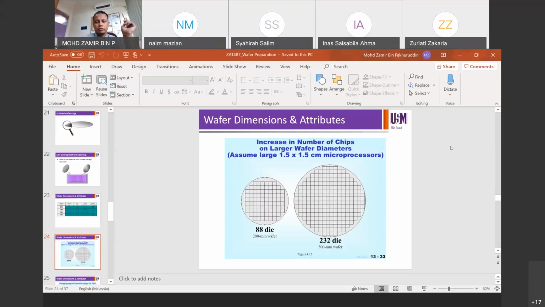Okay, wafer dimension and attributes. For the same chip size, if you look at this example, if you're fabricating one chip with 1.5 times 1.5 microprocessors on 200 mm, you'll fit about 88 dies. Whereas if you go for a bigger wafer, 300 mm, a shift from 8-inch to 12-inch, you can fit roughly about triple, so 232 dies. But this 1.5 times 1.5 is considered big already. If you go for a smaller technology node, then each chip size is perhaps a lot smaller than this. Okay, this is just an example for comparison.